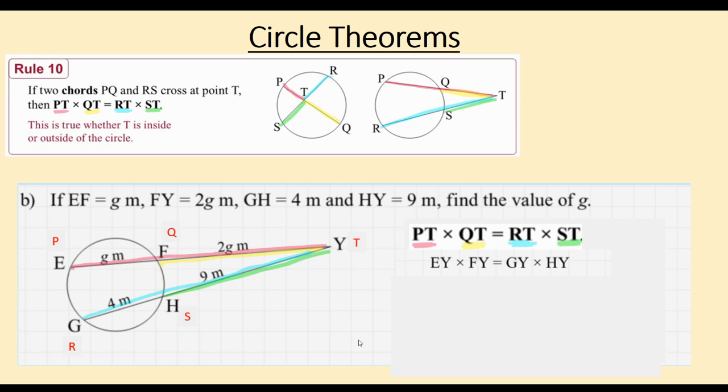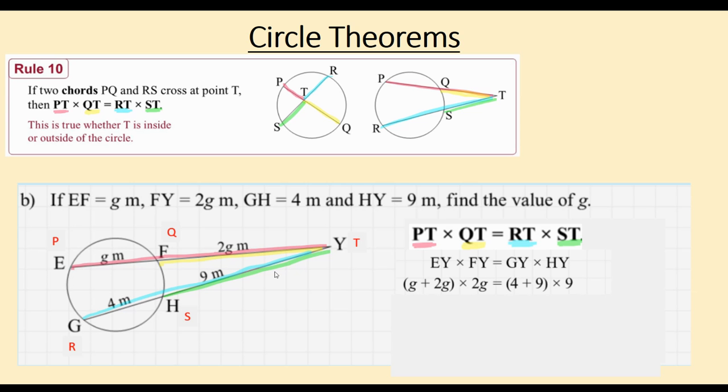So EY is the pink line. That's G plus 2G. The M is for meters, so that's our unit, so don't confuse it with anything else there, that's why it's got the little gap between it. So actually we've got G plus 2G on this bit, and then QT is just 2G. GY, so that's from down the bottom here all the way up here, the blue line is 4 plus 9, or 13, and then HY is our 9, so we end up with this calculation.